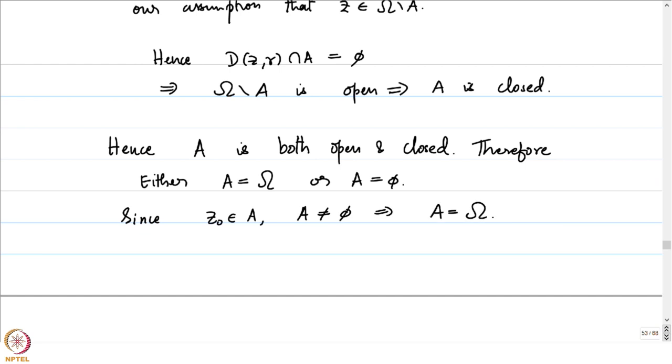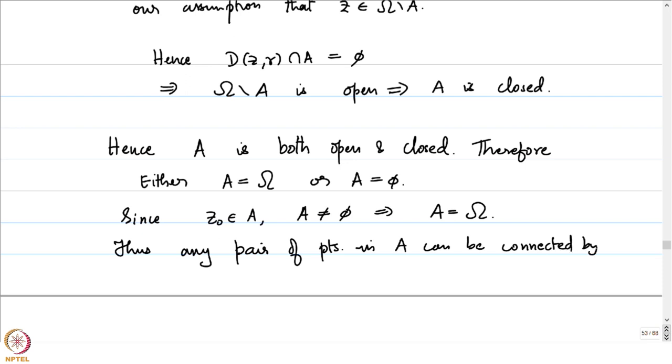And that's precisely telling that every point in omega can be connected to z0 by a path. But again, by a very similar argument of concatenating paths, any two points can be connected now by a path through z0. Thus, any pair of points in A can be connected by a path. Therefore, we have now a characterization of connected open sets.